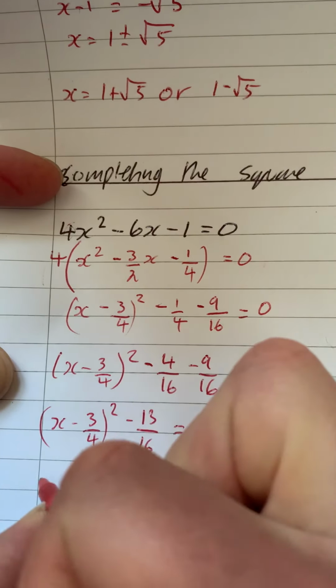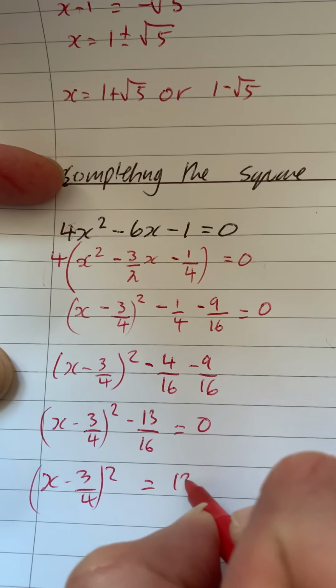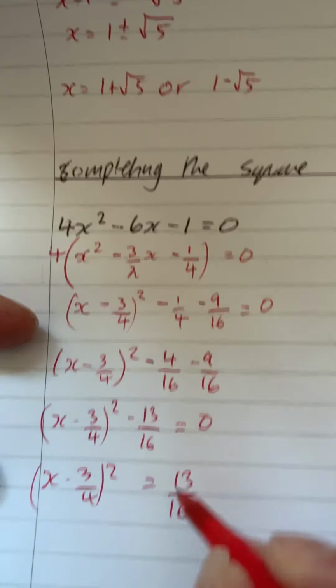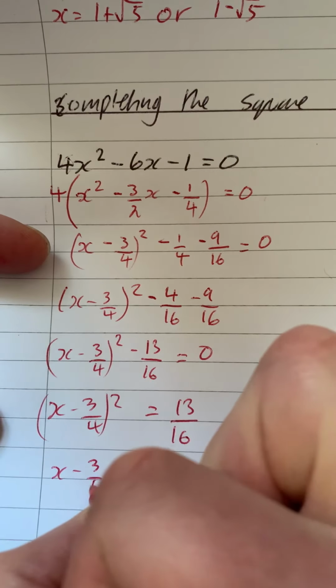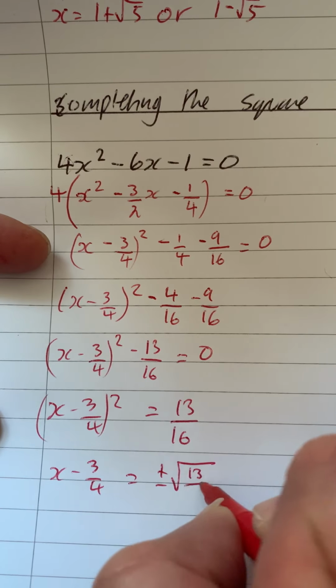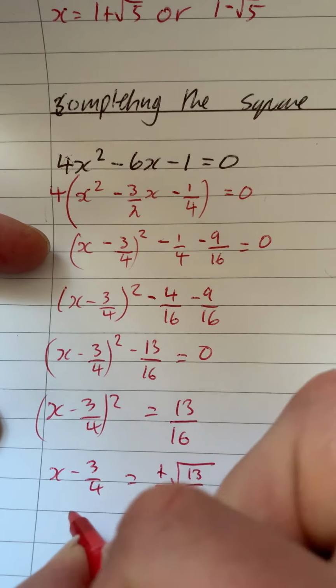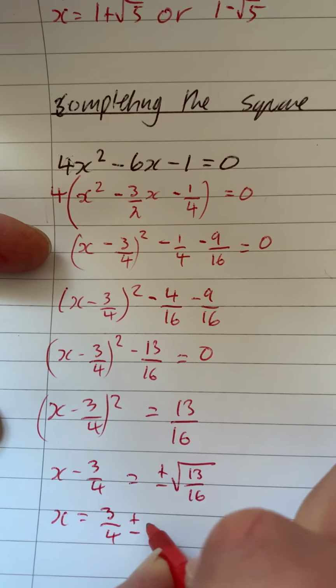So we take that over to the other side, so the numbers don't become not very nice. Now we square root that. It's going to give me a plus or minus 13 over 16. We take that fraction over, and that's how we can write it as an exact value.